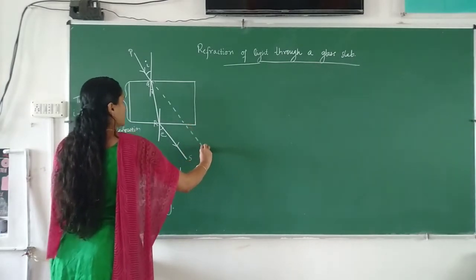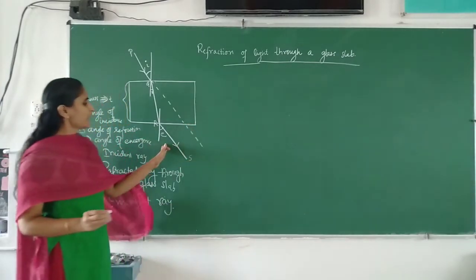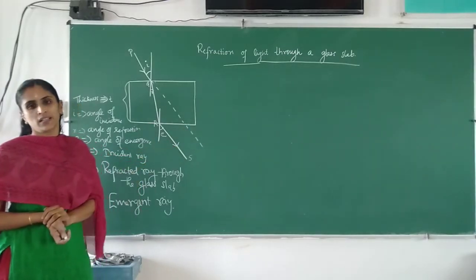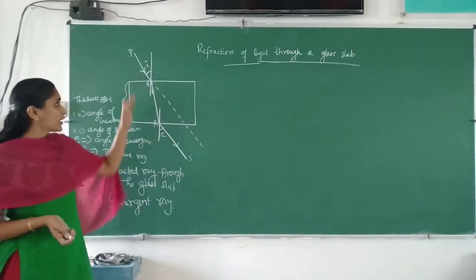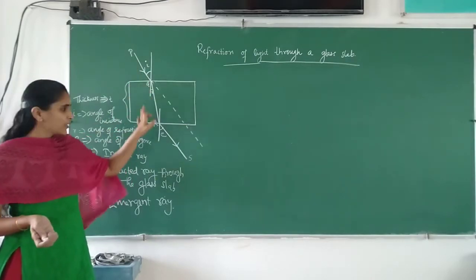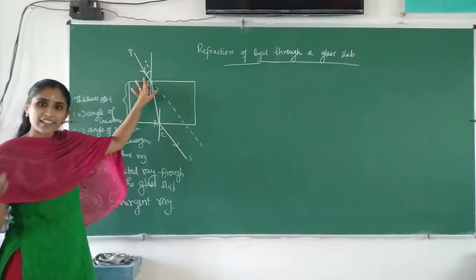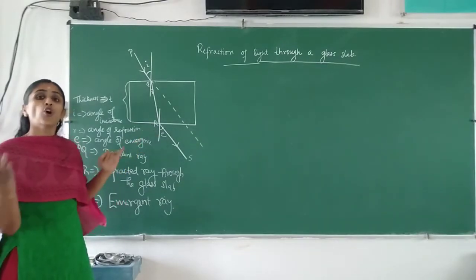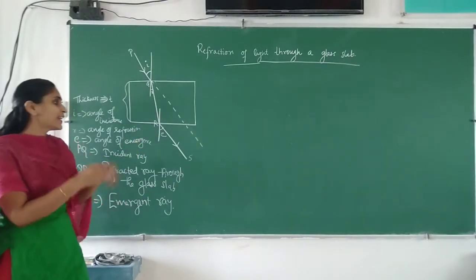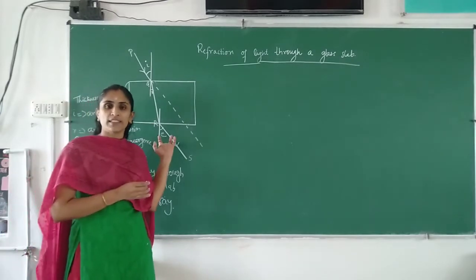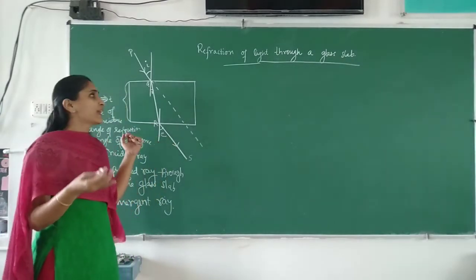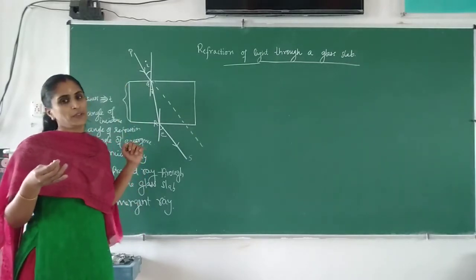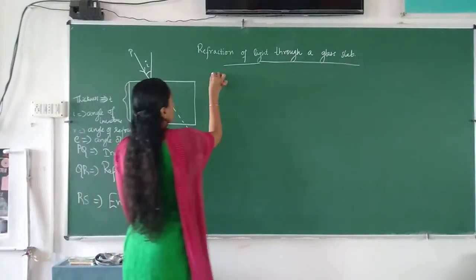You can see that this emergent ray and extended incident ray are parallel. It is clear from the diagram, no? If you extend this incident ray, you can see that its extended incident ray and emergent ray are parallel. Or in other words, if you measure this angle of emergence, you can see that angle of emergence is equal to angle of incidence. Okay. So, which are the observations?